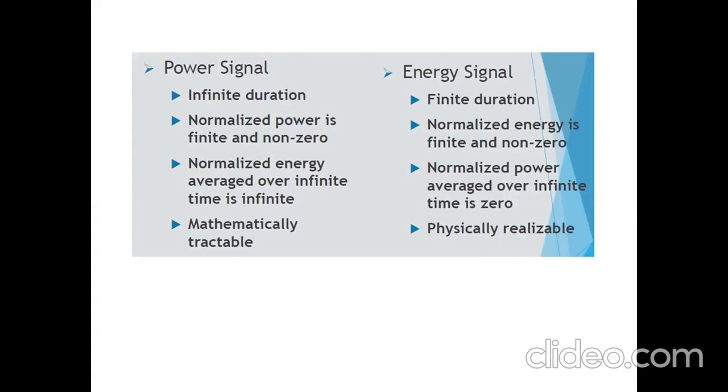For a power signal, the normalized energy averaged over infinite time is infinite. For an energy signal, the normalized power averaged over infinite time is zero. Power signals are mathematically tractable. Energy signals are physically realizable. So this is about the comparison between the power and energy signal.